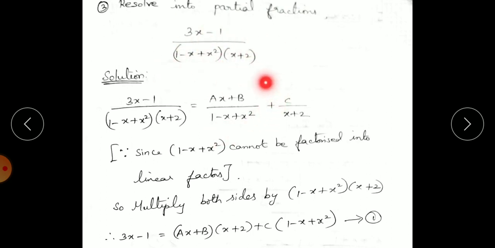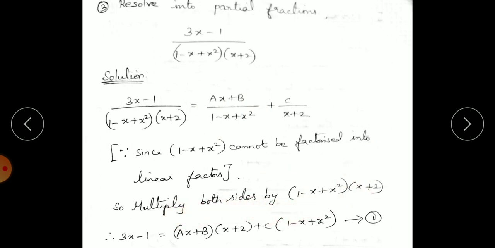So in the two terms they have given, 1 minus x plus x squared and x plus 2. This 1 minus x plus x squared is a quadratic term. We couldn't split this, so we have to use the ax plus b format. That's what I have written as ax plus b here. So this is type 3.